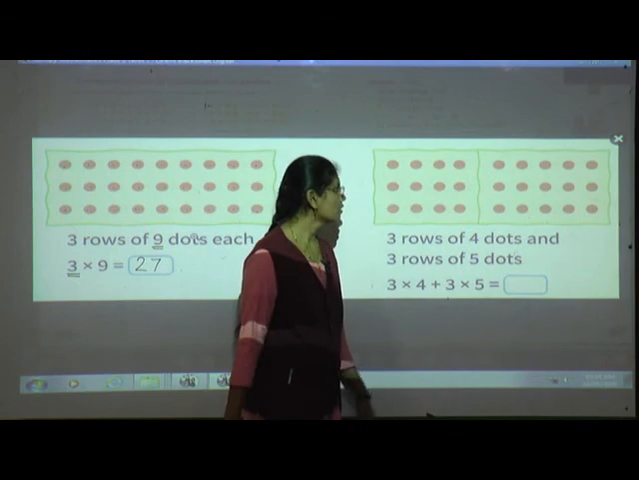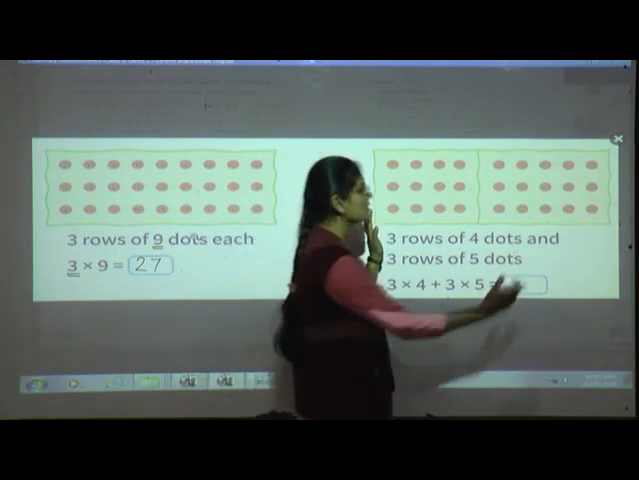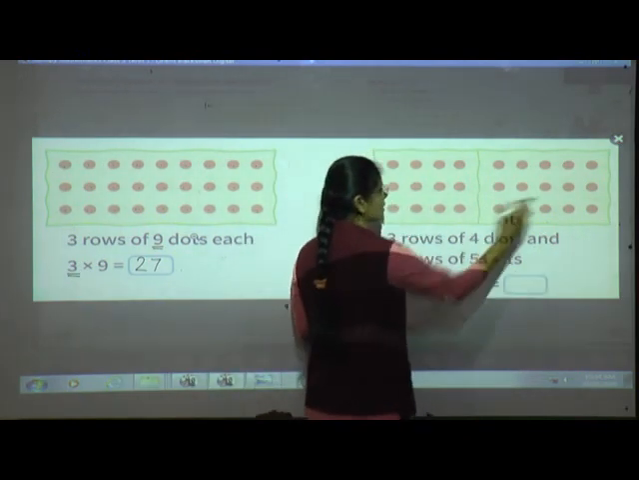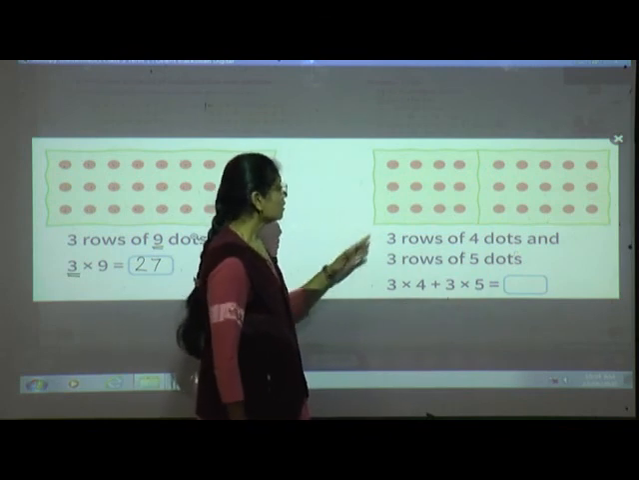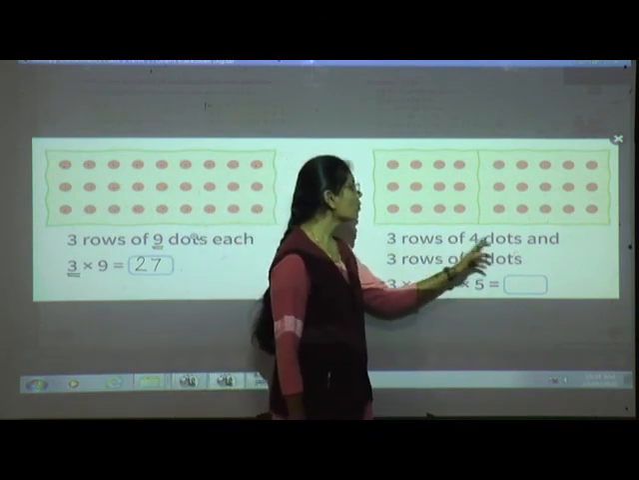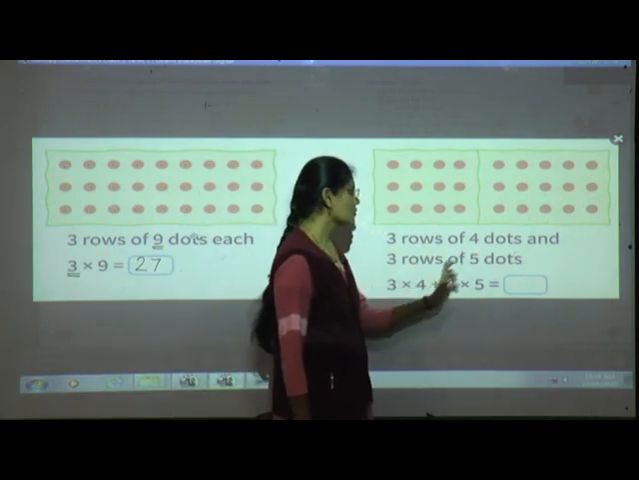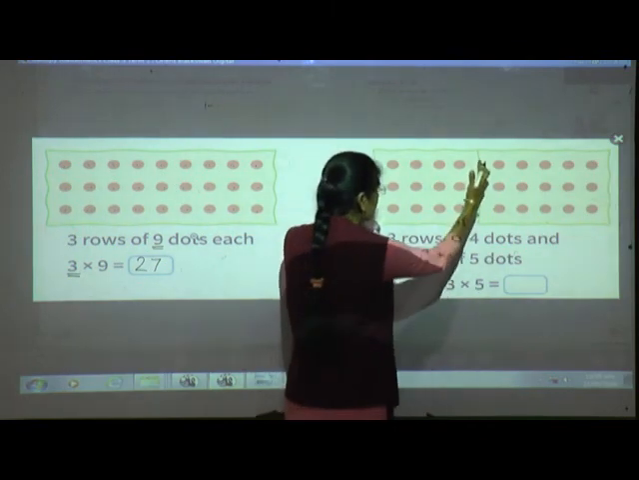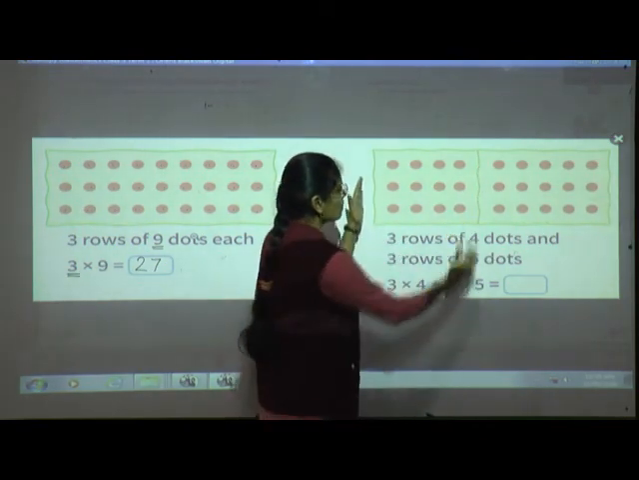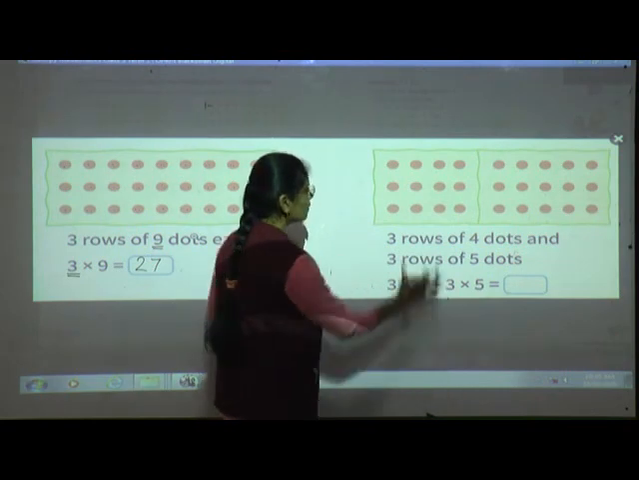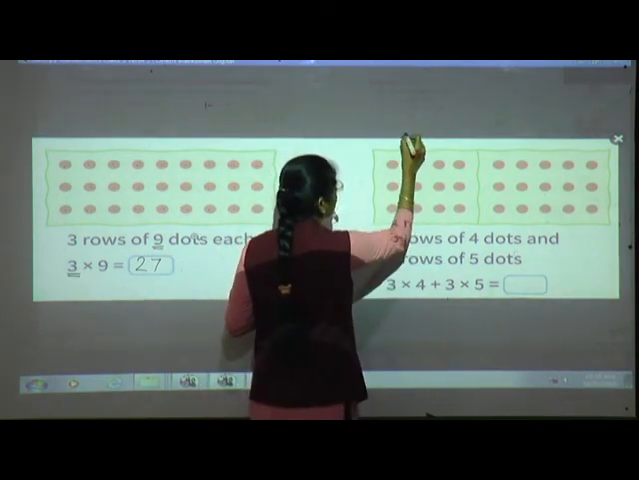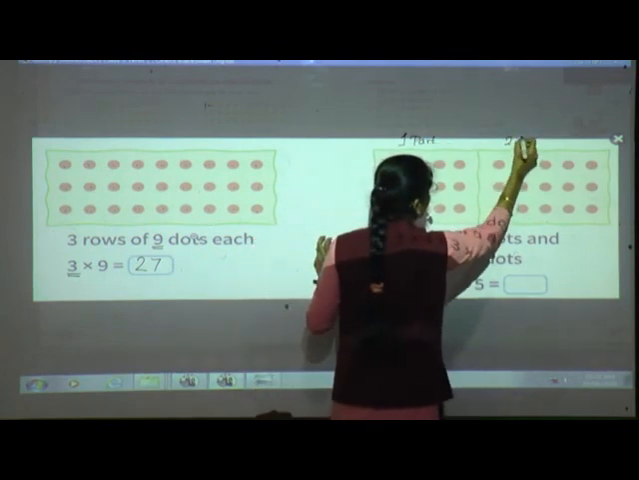Now see here. Here in this box there are 2 parts. Can you see these 2 parts? Now see here, 3 rows of 4 dots and 3 rows of 5 dots. First of all we will see this part only, the first part. This is the first part, and this is the second part.